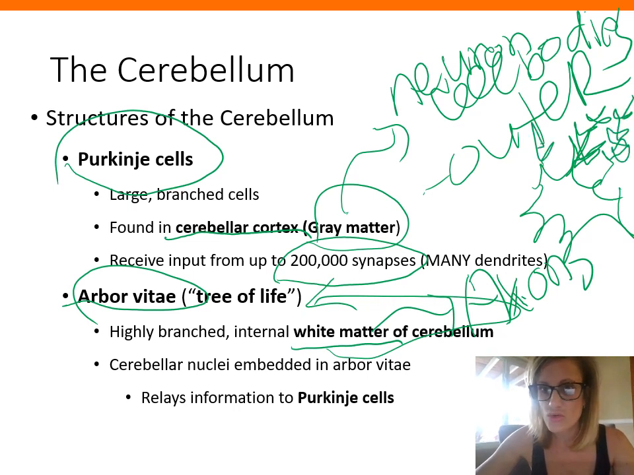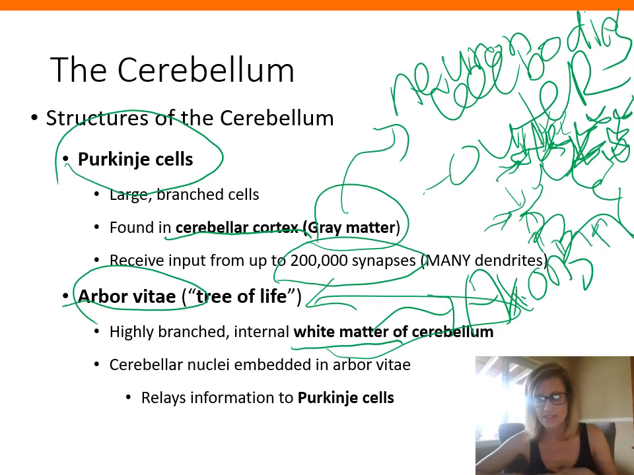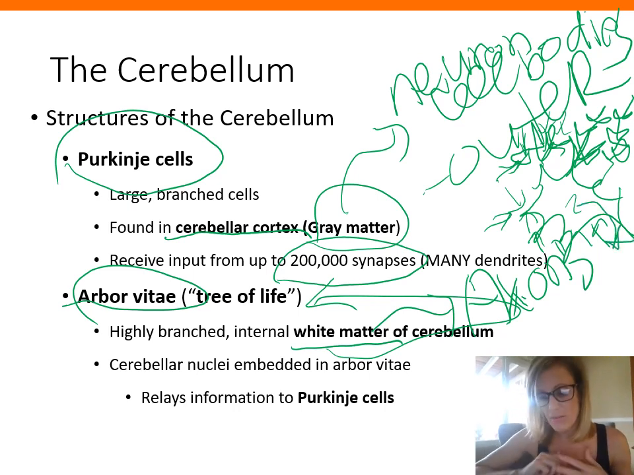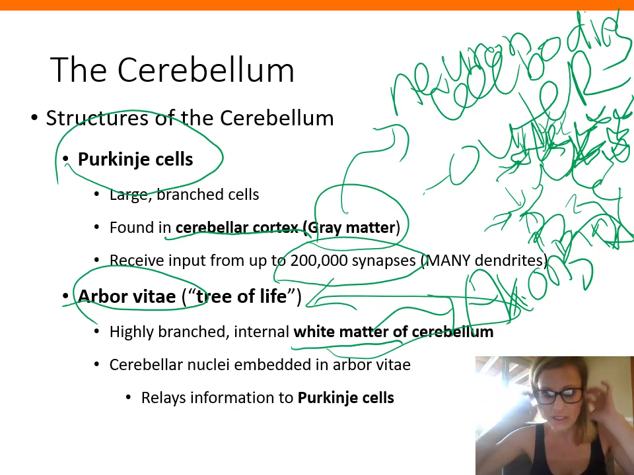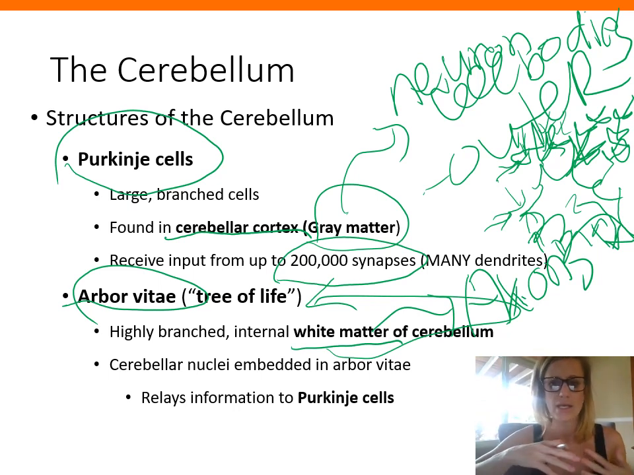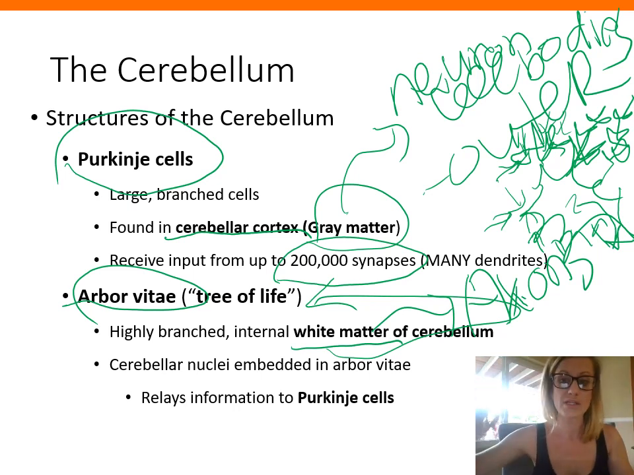These dendrites are so branched that we can have 200,000 synapses, 200,000 messages can be coming into this one cell at a time. And the Purkinje cell processes these, right? It gets all of this input at the same time, and then it decides whether it should send a message down its axon or whether it should not, whether it should be inhibited. So there's a lot of processing going on in these Purkinje cells.